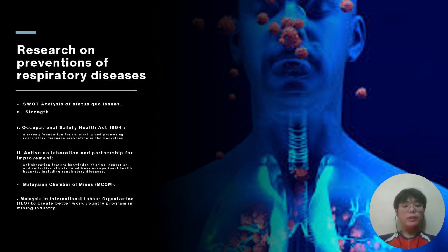The other will be Malaysia's involvement in international labor organizations to create a better work program in the mining industry. Other than the technologies required in this industry, the work program is also one of the basic foundations that has to be fixed in Malaysia, as having regular working hours will also help in preventing these respiratory diseases. And Malaysia making an effort by joining the international labor organization is a good way to start.